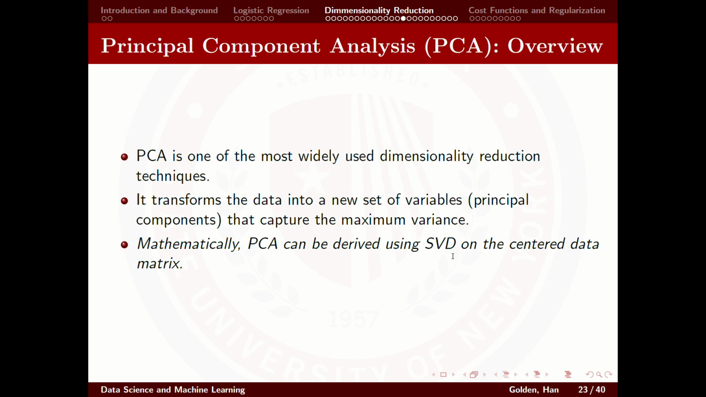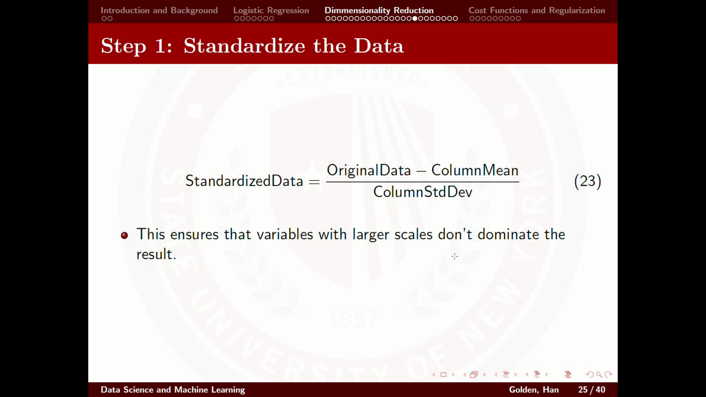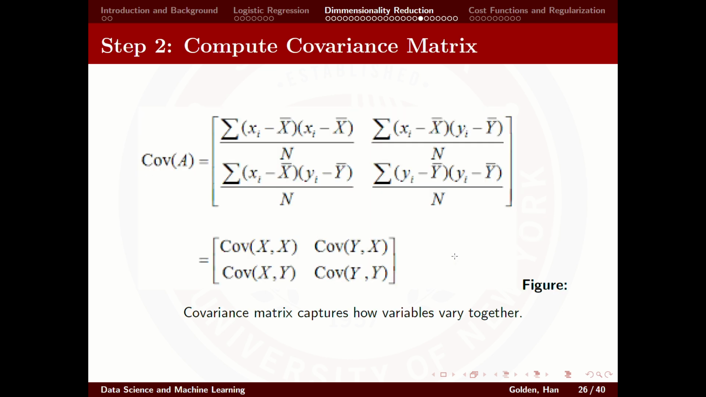PCA is one of the most widely used dimensionality reduction techniques. It transforms data into a new set of variables that captures the maximum variance. Mathematically, PCA can be derived using SVD on the centered data matrix. So the steps: you standardize the data, you compute the covariance matrix, perform eigendecomposition or SVD, and select the top eigenvectors from the covariance matrix. To standardize the data, you subtract the column mean from the original data and divide by the column standard deviation for all of the columns. This ensures that variables with larger scales don't dominate the result.